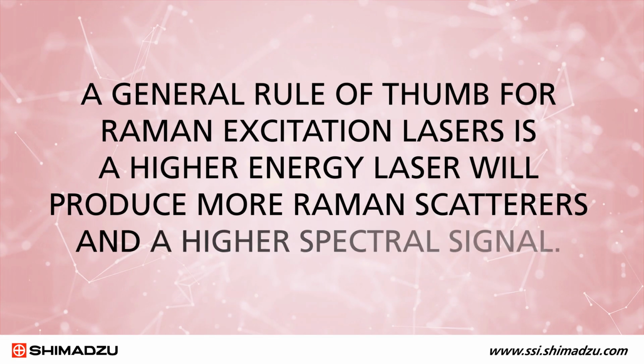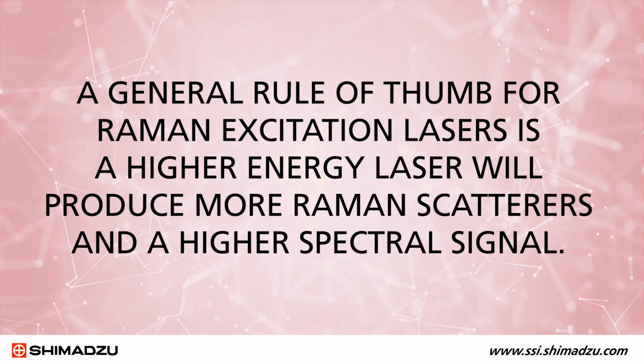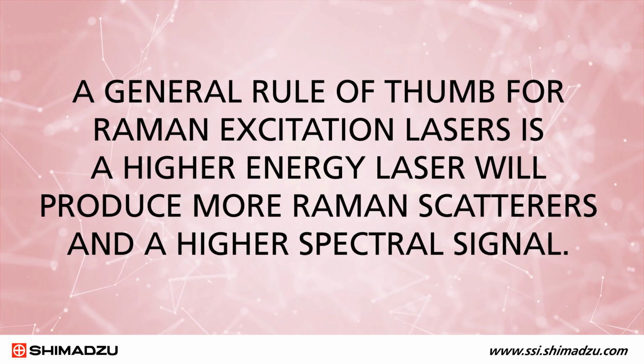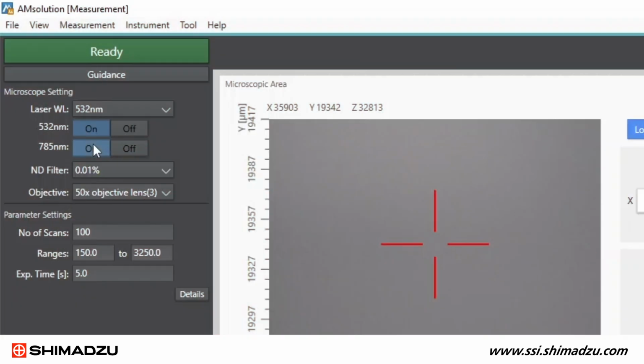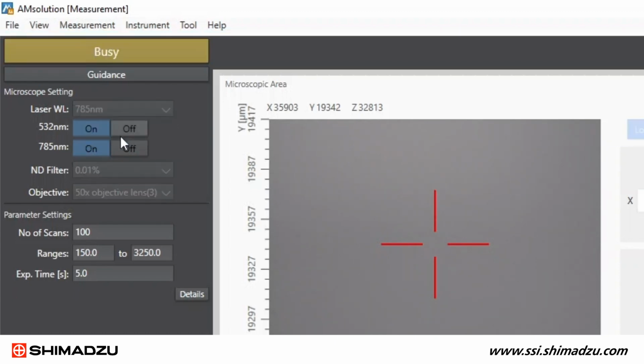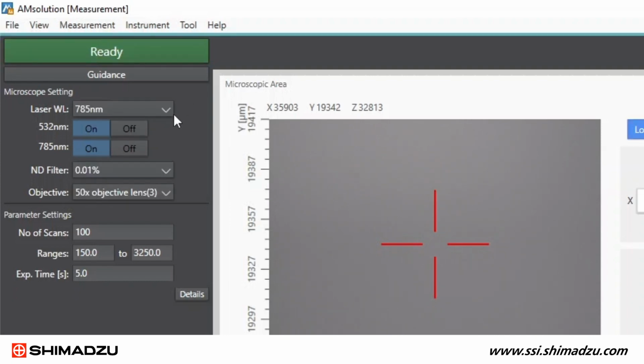A general rule of thumb for Raman excitation lasers is a higher energy laser will produce more Raman scatterers and a higher spectral signal. So it would be a good idea to start with a higher energy 532 nanometer laser, but if your sample absorbs strongly at about 532 nanometers, then you may see a large fluorescent background in your Raman spectra, which reduces the apparent signal. In that case, a lower energy 785 nanometer laser will produce a better signal to noise ratio by limiting the fluorescent background.